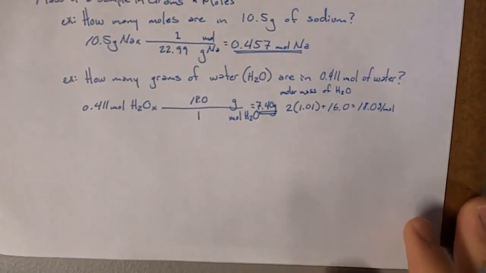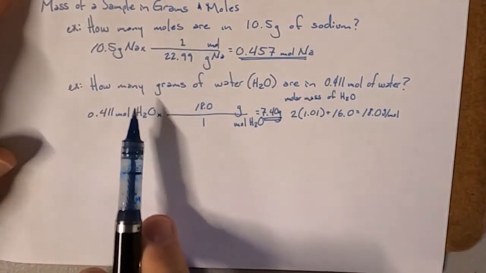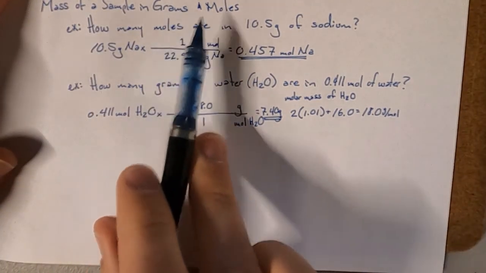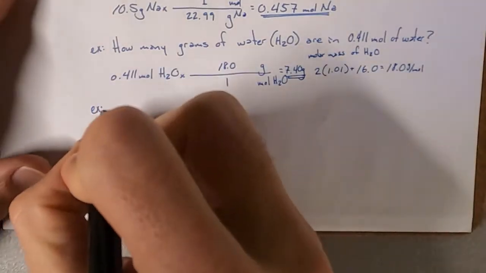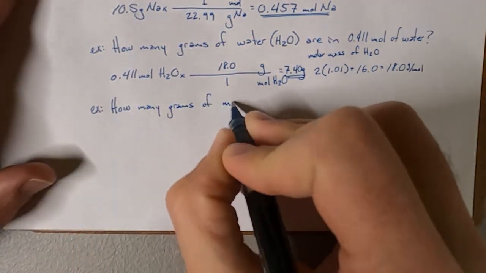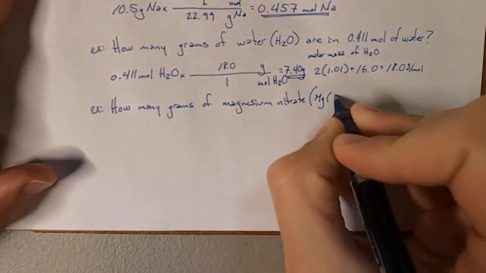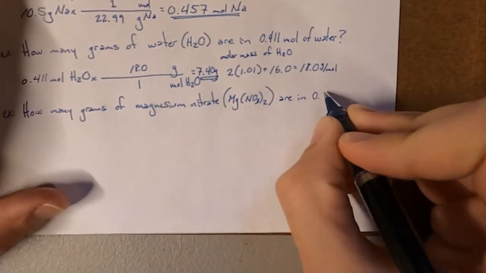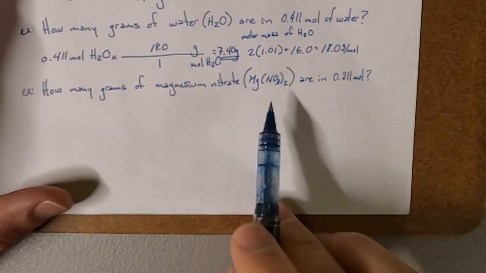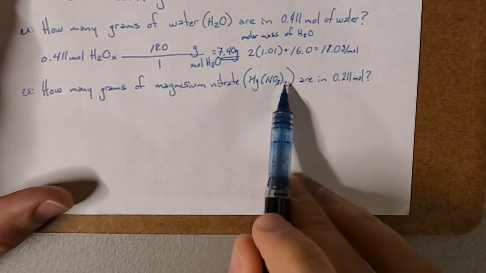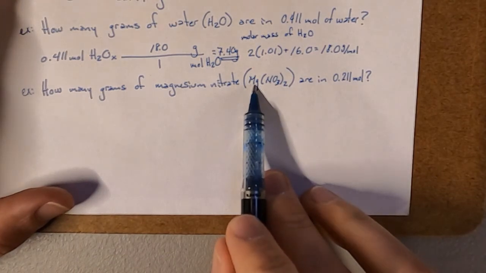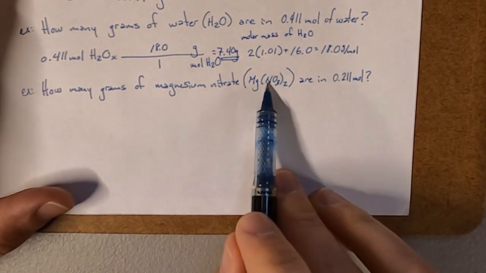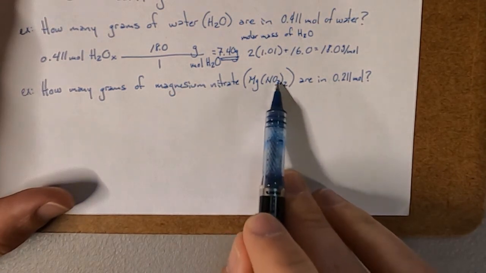For our last one-step conversion, we're going to still do a mass with grams and moles, but we're going to use a more complicated substance compound. The reason this is more complicated is because the formula for magnesium nitrate has parentheses embedded in. And so there is 1 atom of magnesium, there are 2 atoms of nitrogen, and there are 6 atoms of oxygen that we would add together for the molar mass.